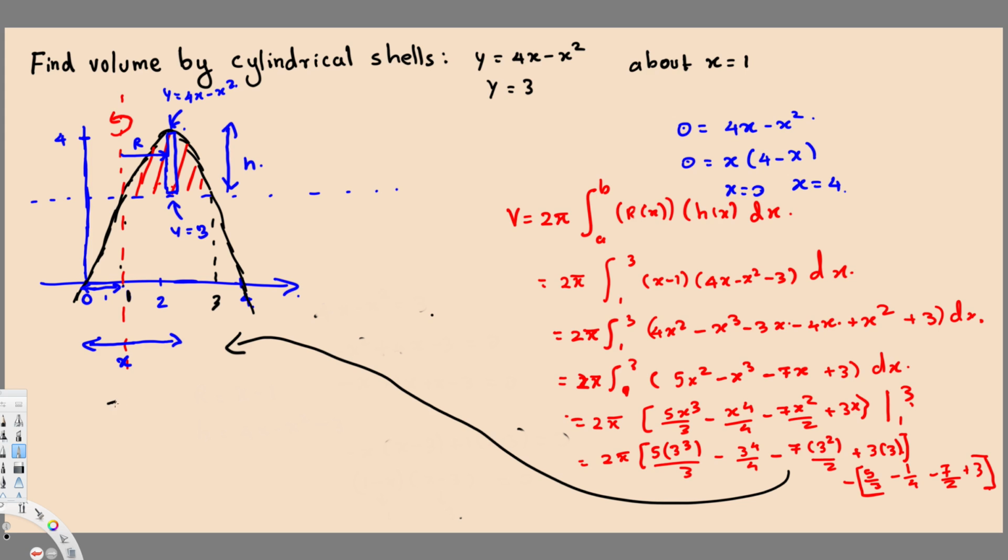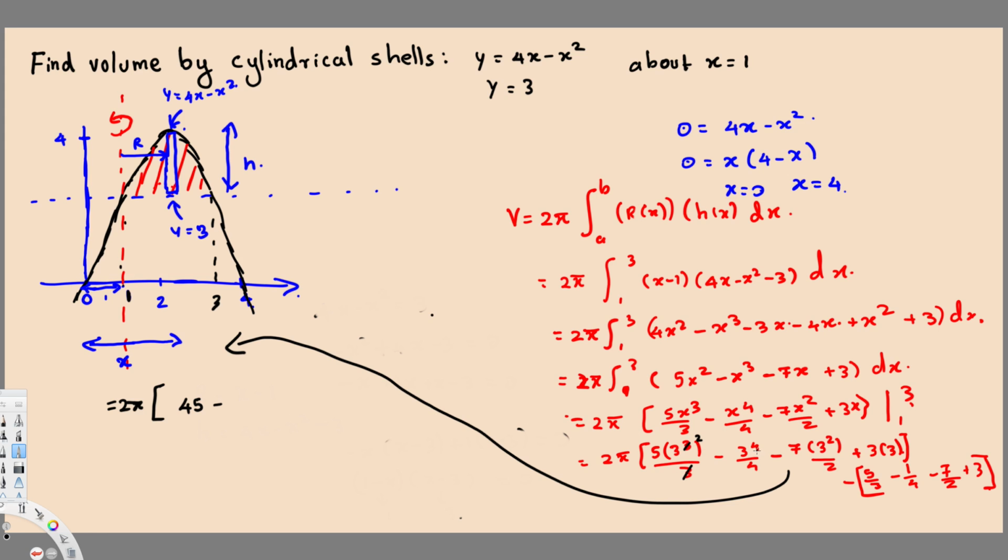So first one, 2π times 5 times 3 cubed divided by 3. So we can cancel one of these 3s. So this is going to be just 3 squared. 5 times 3 squared, 3 squared is 9. 9 times 5, that's going to be 45. So we can just write 45 right here.